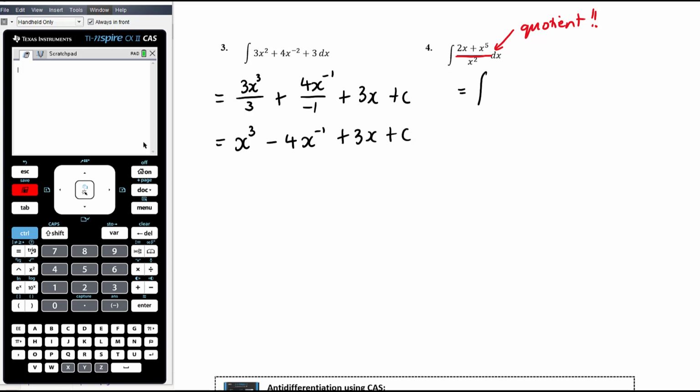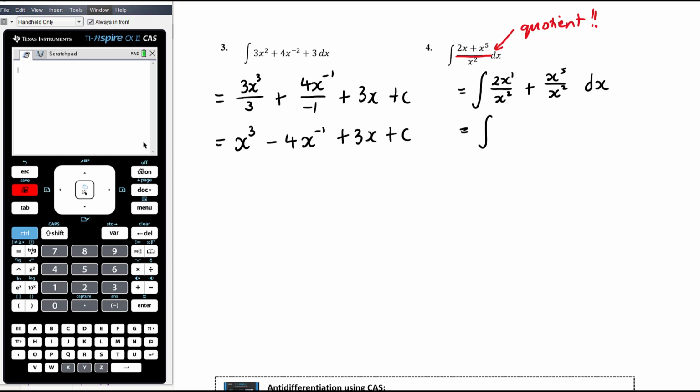Just think about splitting this as two separate fractions. This is the same as 2x on x squared plus x to the 5 on x squared. It's just simple fractions, reversing. Common denominator, you put them together. Similarly, you can break them apart. So let's simplify each of those. Again, we haven't antidifferentiated yet. We're still just simplifying the expression, so we're still carrying our derivative notation until we take the antiderivative.